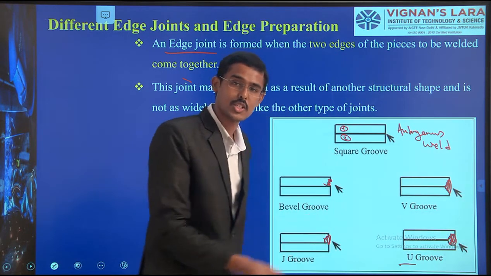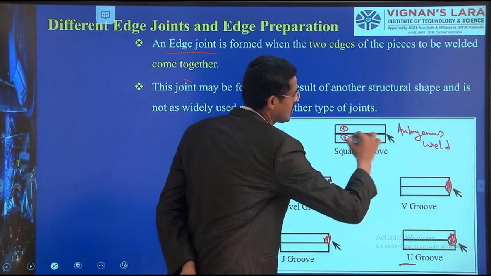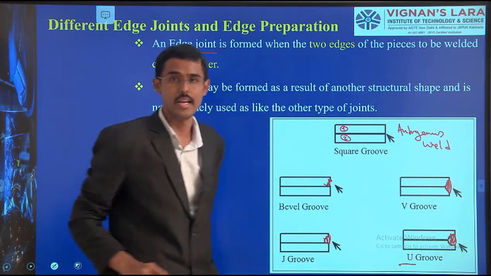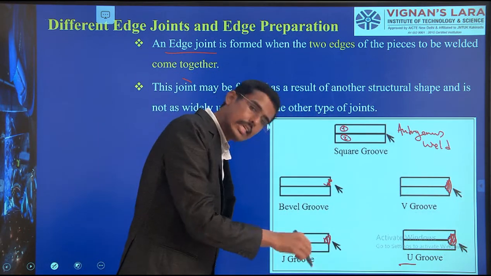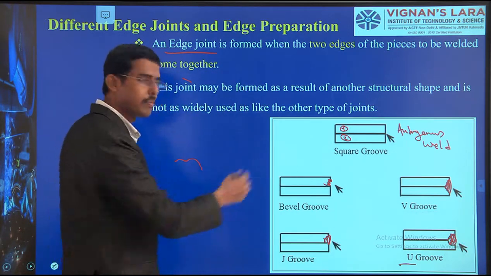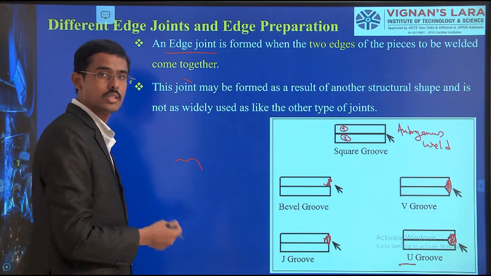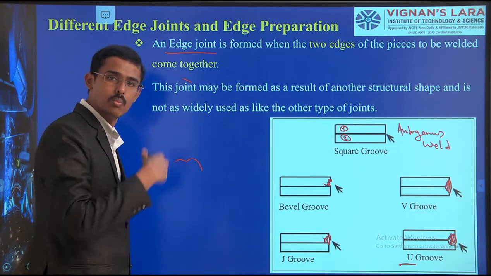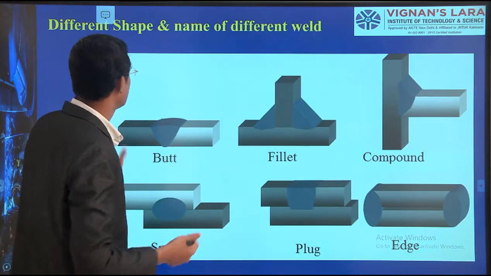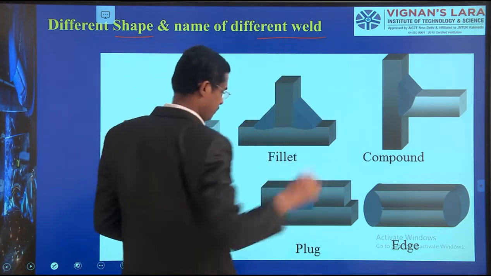What is the position? Horizontal position, vertical position. If I am doing like this, it is horizontal. If I am doing like this, it is vertical. Doing like this, overhead. Doing like this, it is flat, inclined. So that also is applicable there. Many classifications we are seeing: joint, weld, positions, edge preparations. You should remember.